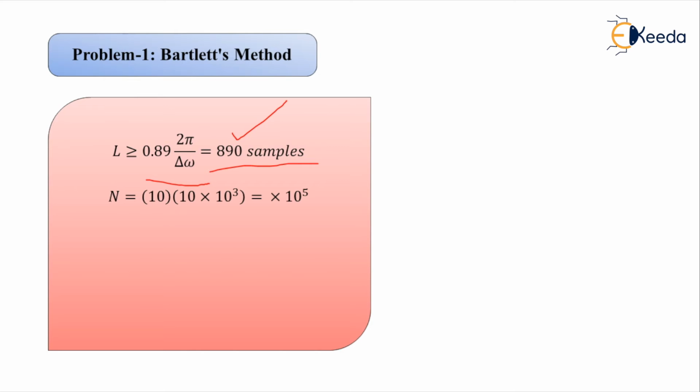Therefore, with the 1024 point DFT, the number of sections that we can have by the use of Bartlett's method can be represented as capital K, and that can be found by dividing capital N, the number of samples obtained above, by 1024. So we obtain the value 98.